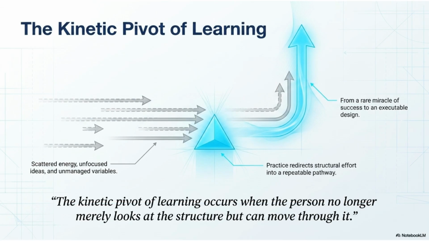The kinetic pivot of learning is the moment when scattered effort becomes a repeatable pathway. At first, our ideas, attention, and energy often move in too many directions. AI can help gather those scattered pieces into a structure, but practice is what redirects that structure into executable capability. This is the pivot. The learner no longer merely looks at the structure from the outside. They begin to move through it. A rare moment of success becomes something repeatable when hidden variation is understood, managed, and practiced.